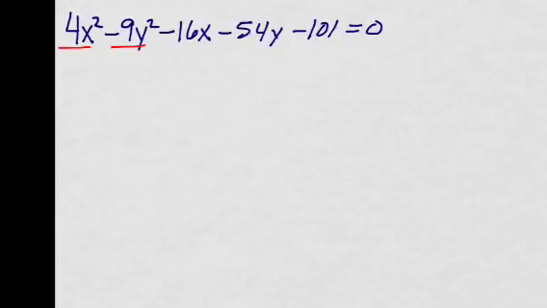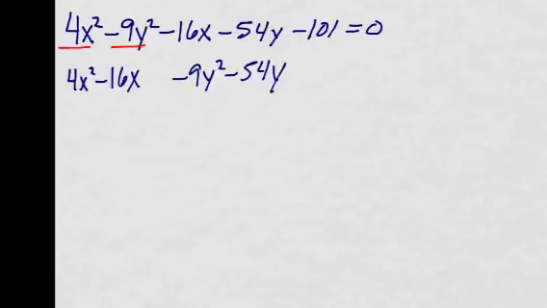Okay, let's see. As always, we want to gather our like terms together. So 4x squared minus 16x, and then minus 9y squared minus 54y, and we'll move that number without a variable to the other side. So equals, add 101 to both sides. Now we're going to divide by the coefficient of our x squared and our y squared. So we're going to factor out the coefficients on our next step.